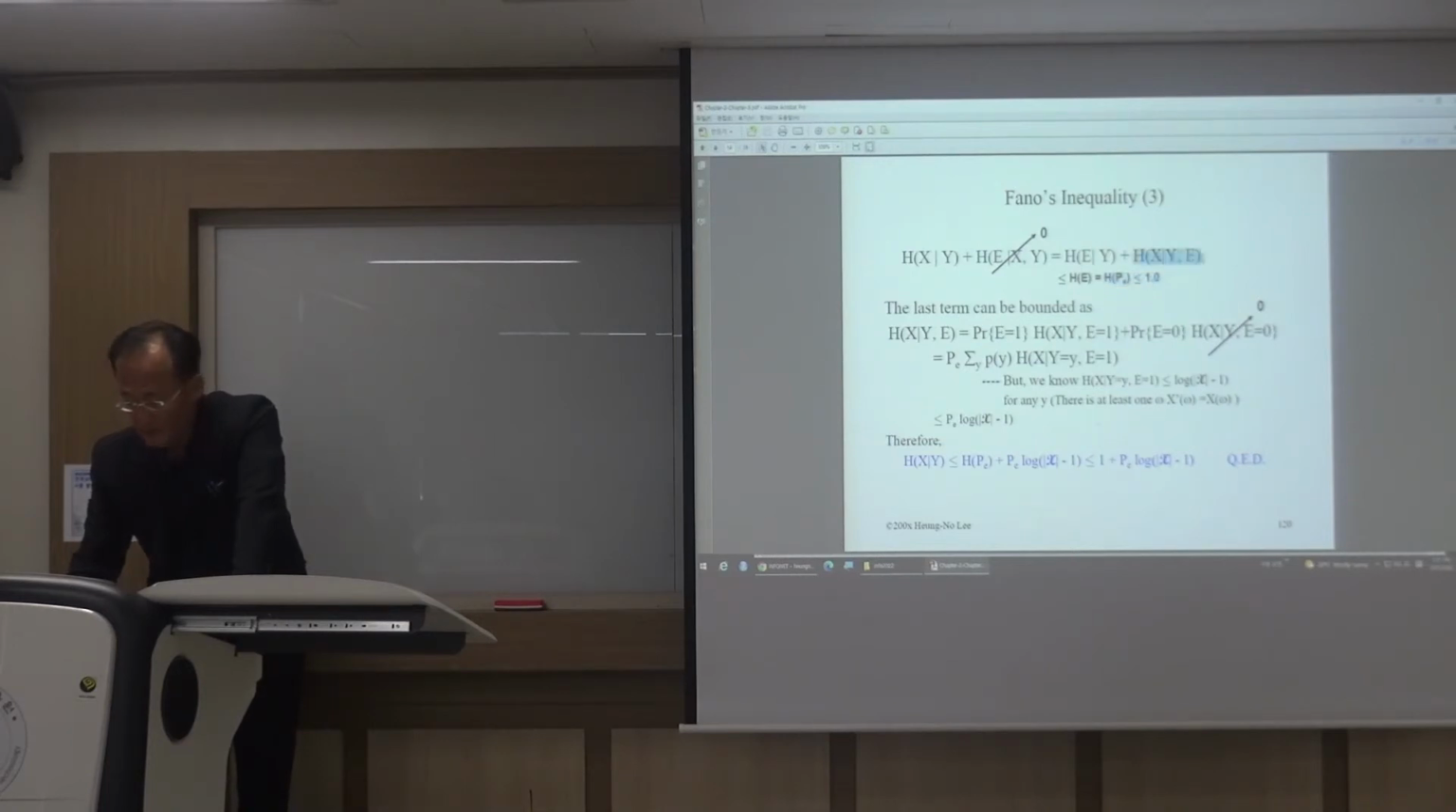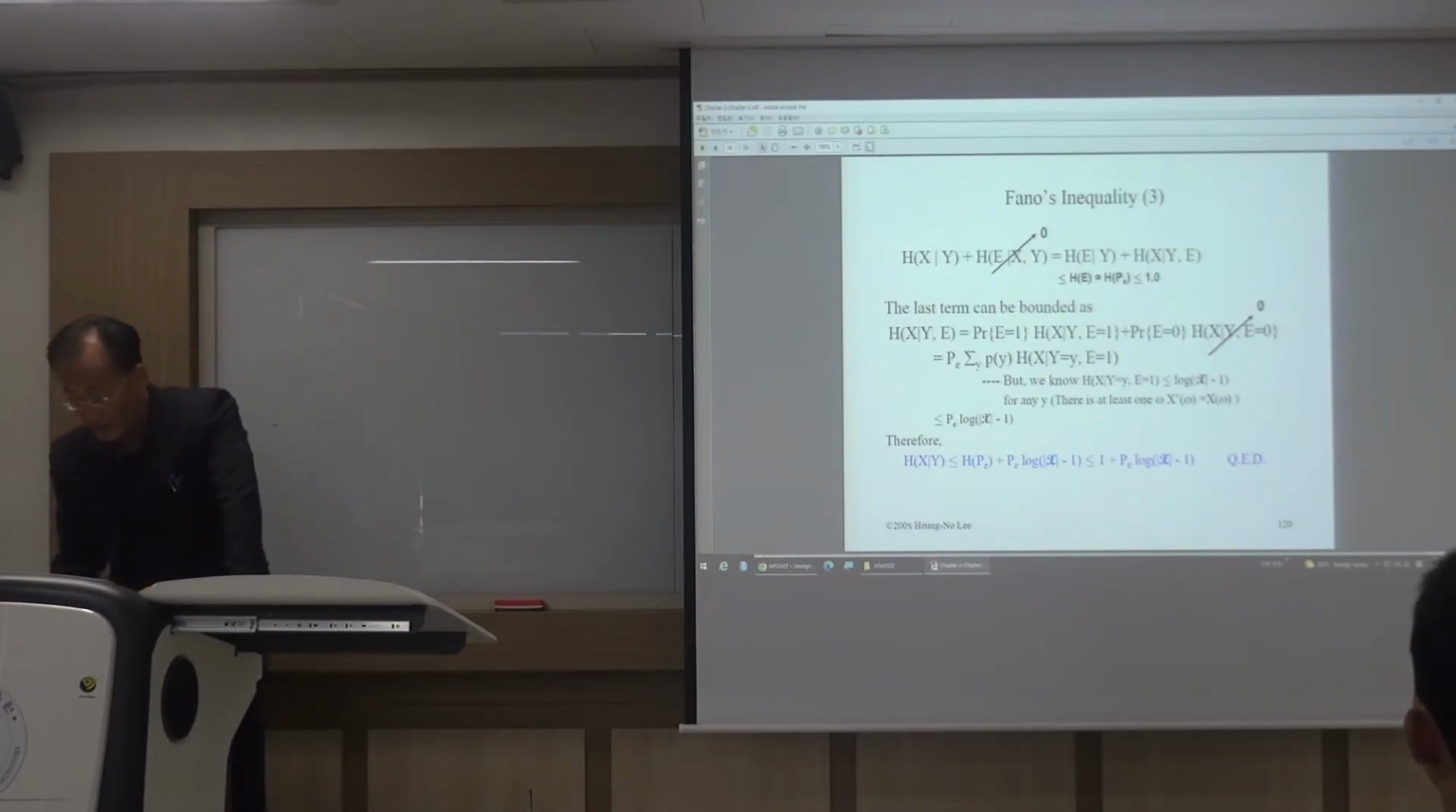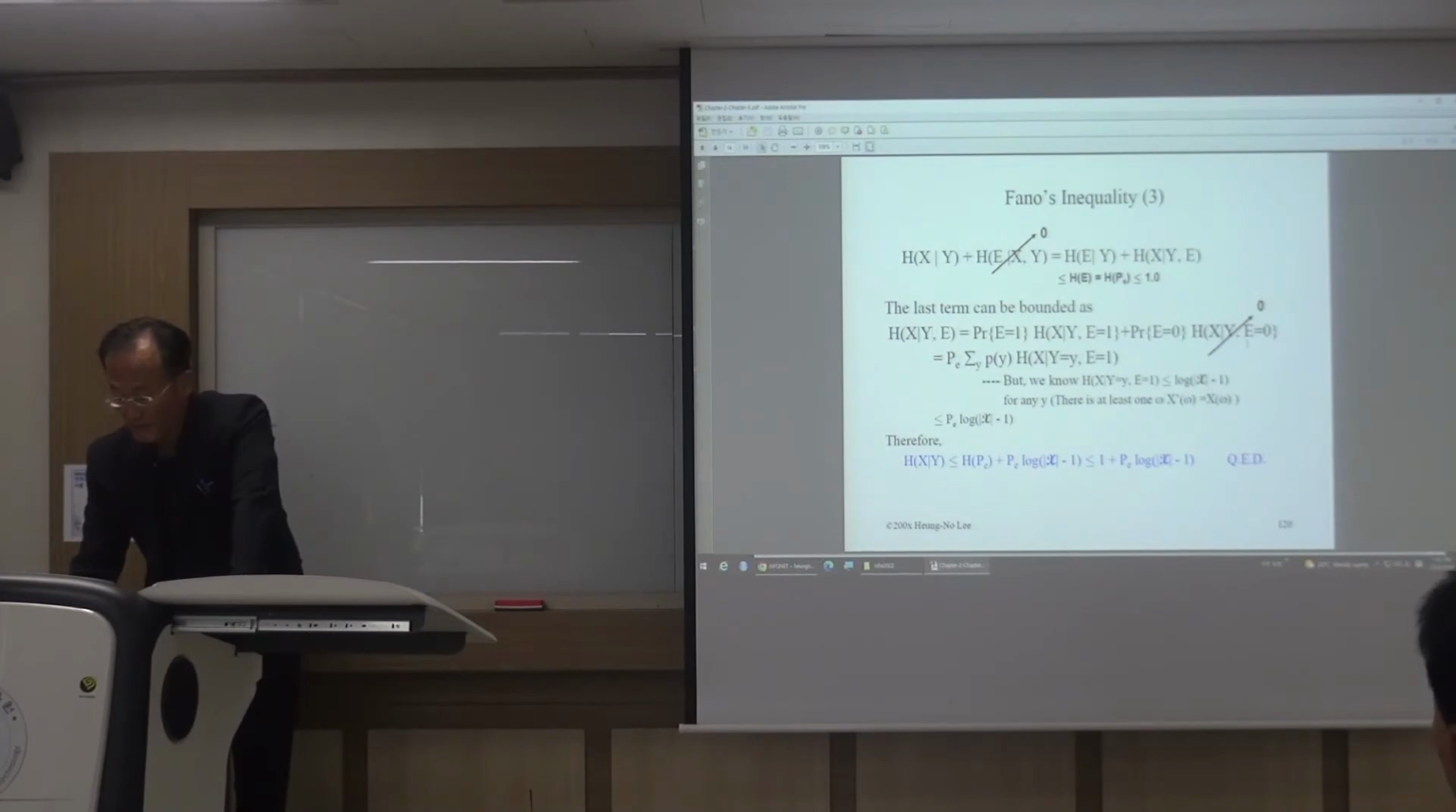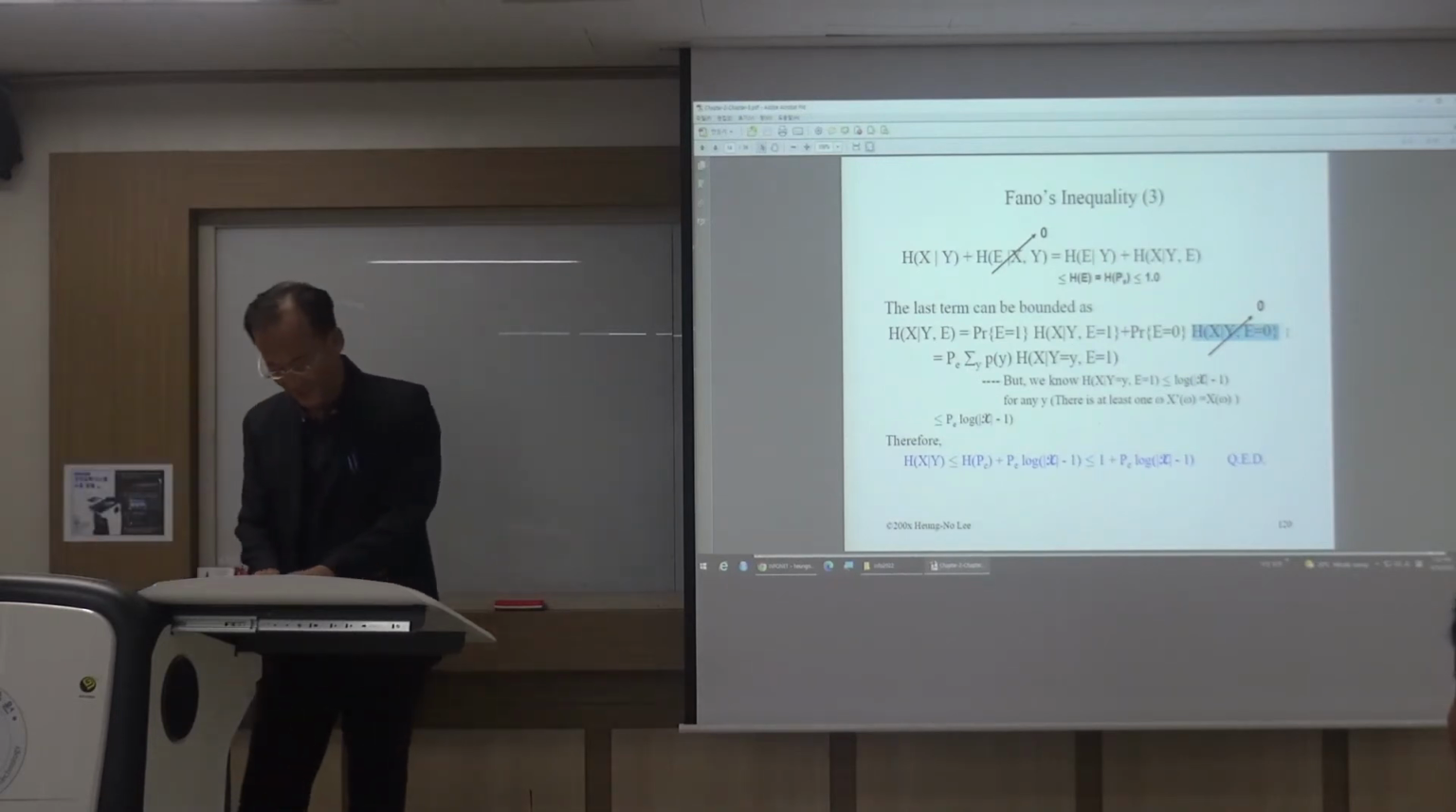How about the next part, the last one? Let's consider it and use the evaluation rule of conditional entropy. This has two conditions, Y and E, so let's do it one by one. We will do it by E first. So the probability of E equal to 1, times the entropy of X given Y and E equal to 1, plus the probability of E equal to 0, times the entropy of X given Y and E equal to 0. And here I said I can set this one to be 0. Can anyone explain why, in plain English? Student, please explain this one.